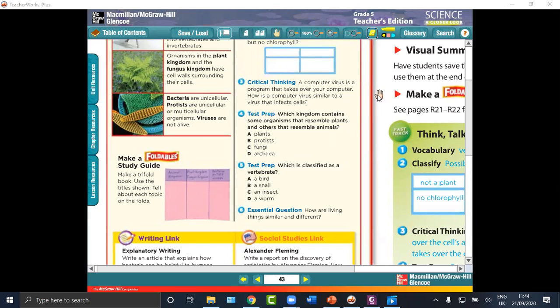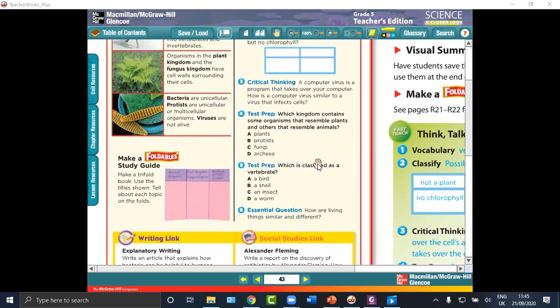Okay, don't worry. I will tell you the answer. Write: a virus that infects cells takes over the cell's activity, just as a computer virus takes over the computer's activity. You lose the control. I will repeat. A virus that infects cells takes over the cell's activity, just as a computer virus takes over the computer's activities.